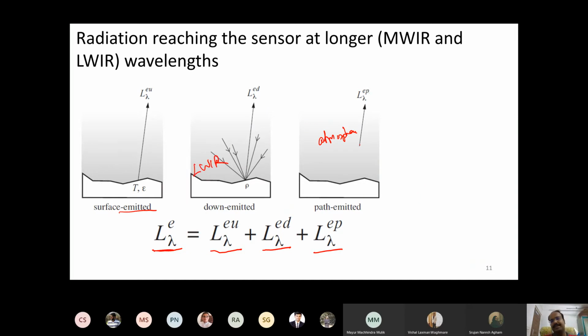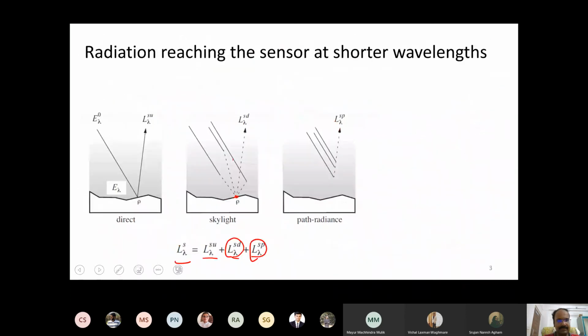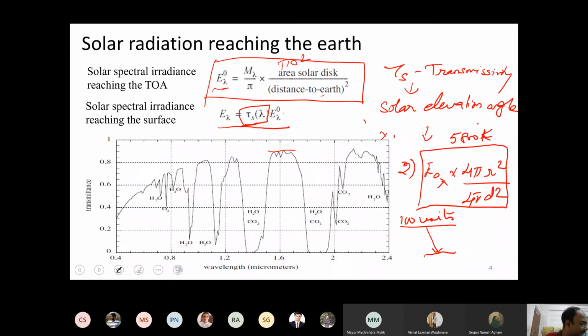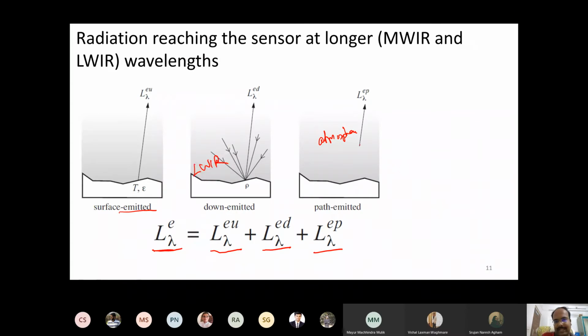So please remember the difference. In the first part, whatever the energy that came in, essentially less than 3 micrometers, came directly from the sun, and there is also scattered radiation less than 3 micrometers. In this case, nothing is scattered because solar radiation incoming in this particular wavelength is zero. So nothing will be scattered.